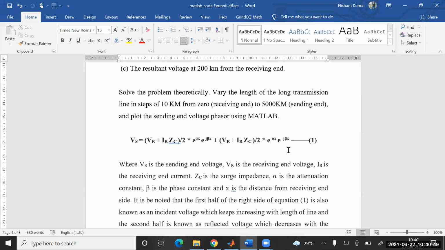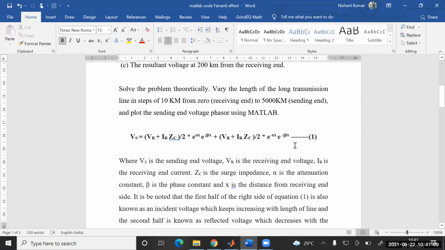Now how could you find it? What data has been given? The receiving end and line parameters, every data is given. So what is left? What data has not been given? What do we have to find? We have to find the sending end voltage. VR is given, IR is given, Z is given, all the data has been given.